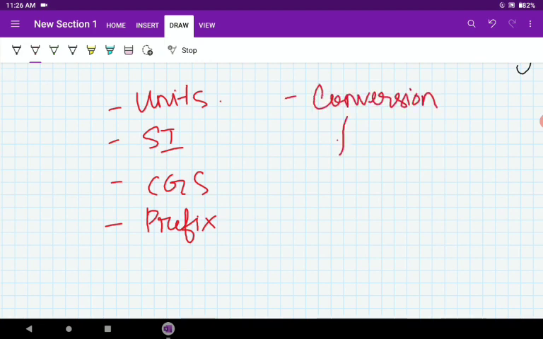And then what are the various examples and everything. And I hope this chapter is very clear to every one of you.